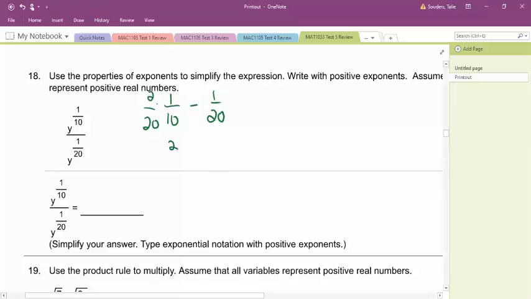So now we have 2. Oh, I don't know why I wrote 20. I'm sorry. I jumped ahead of myself. Now we have 2 over 20 minus 1 over 20, which gives us 1 over 20. And of course, all of that is our exponent, right? So our answer would be y to the 1 over 20th power.